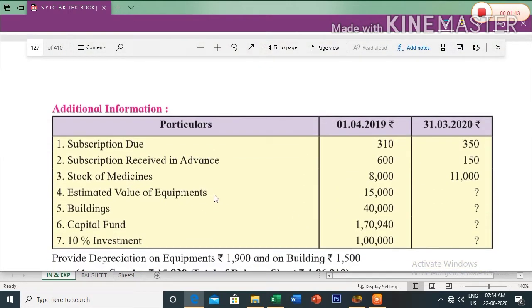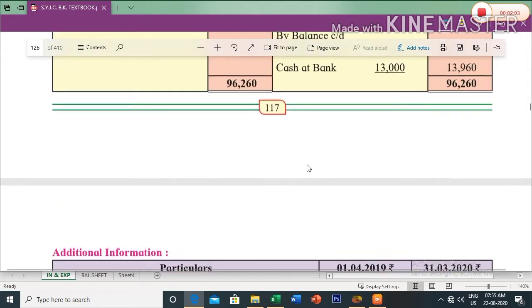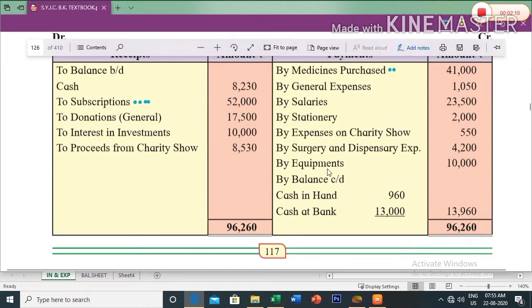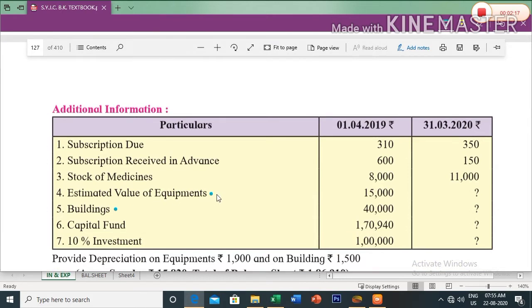Estimated value of equipments, building, capital fund and investment. These are the assets and liabilities which we have to record directly. Provide depreciation on equipment and on building. On equipment there is a depreciation and on building also there is a depreciation. Again equipment is purchased. So 1 more tick mark on equipment.